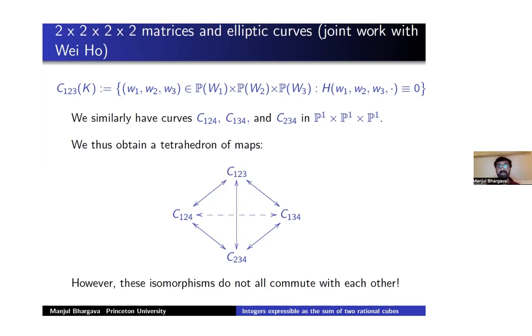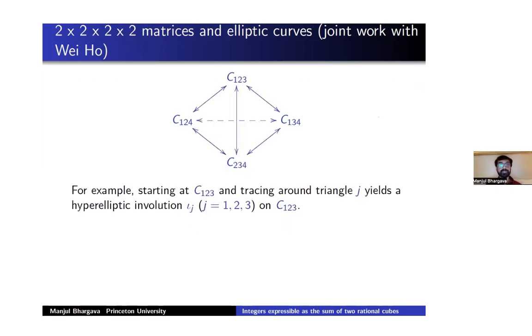So these isomorphisms do not commute with each other, and so there's some additional data beyond these genus one curves that's being generated. And what is that data? So for example, if you go around this triangle here, it turns out you get an involution on C123. And therefore, if you go around this triangle and then go around this triangle, that's the same thing as going around this quadrilateral. And so going around that quadrilateral is the product of two involutions, and therefore it's actually a translation of the curve by a point on the Jacobian of that genus one curve.